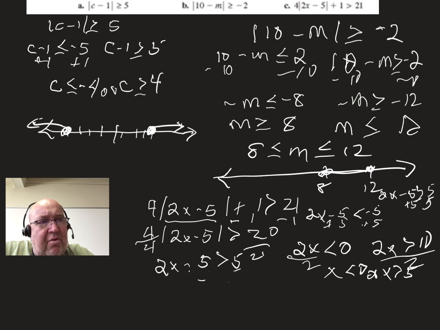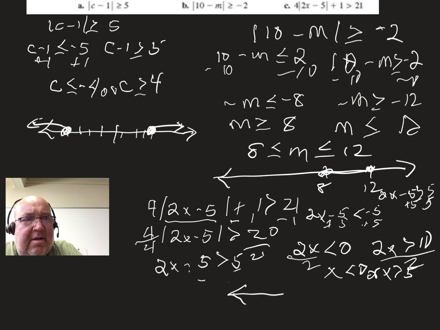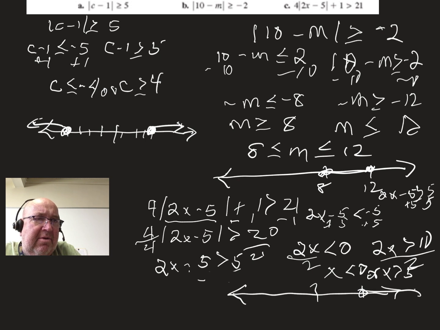This is an OR equation. So on the number line, we're going to have 0 and 5 open circles and stuff going opposite directions.